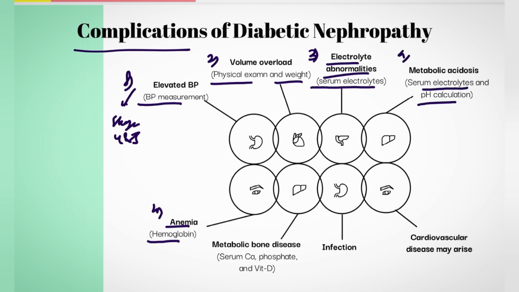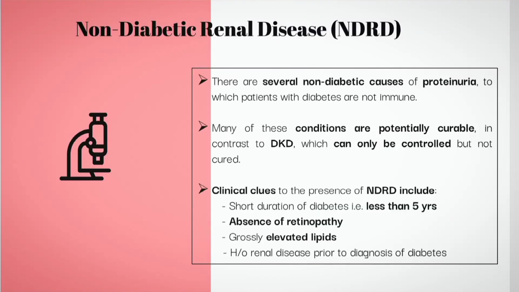Metabolic bone disease can develop, which can be confirmed by measurement of calcium, phosphate and vitamin D levels. Also there are high chances of infection, and cardiovascular diseases can arise in such diabetic nephropathy patients.